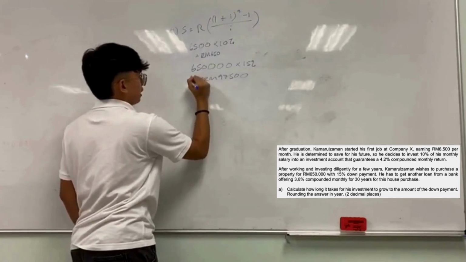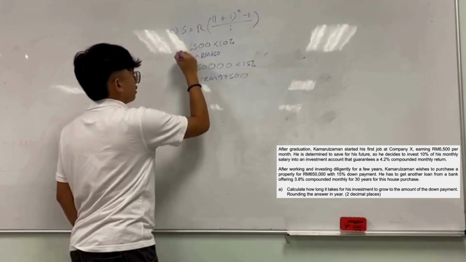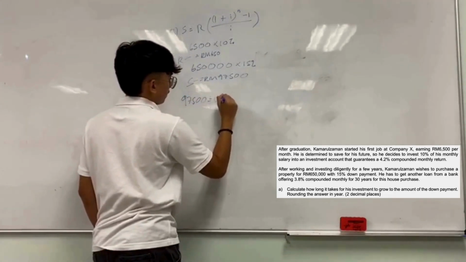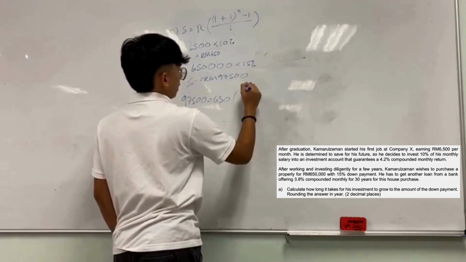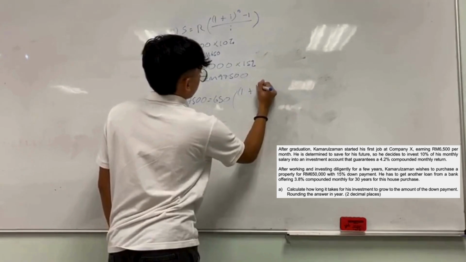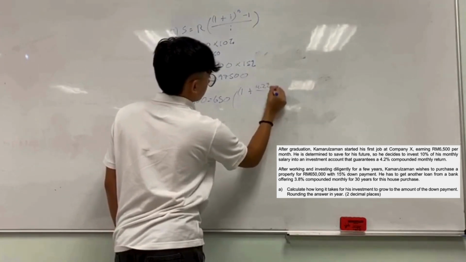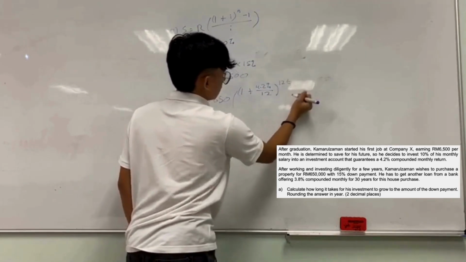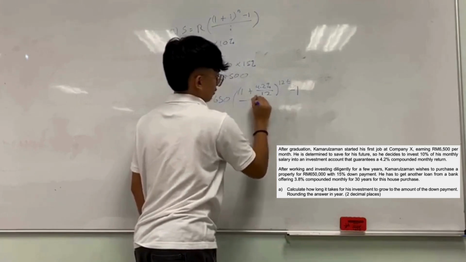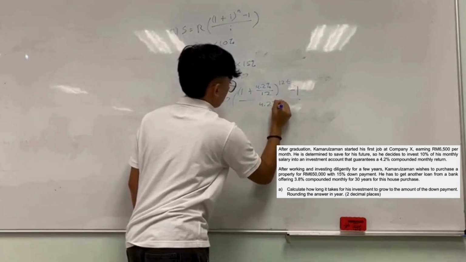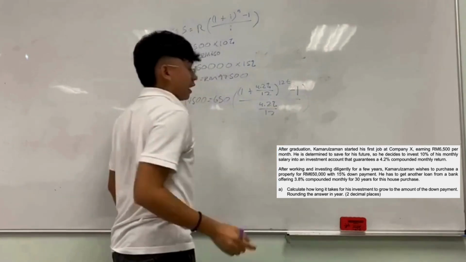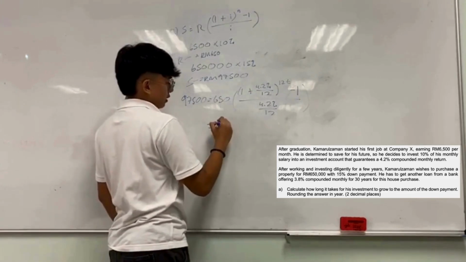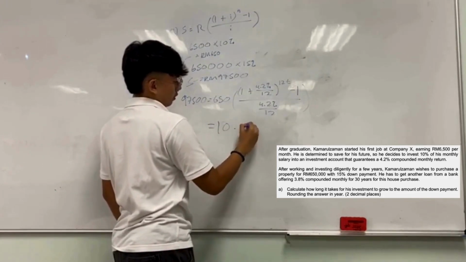Now we use this formula and we insert these numbers. This is the S and this is the R. So 97,500 equals 650 times (1 plus 4.2% over 12) to the power of 12T, since it is in years, minus 1, over 4.2% over 12. And then we get the answer, approximately 10.07.